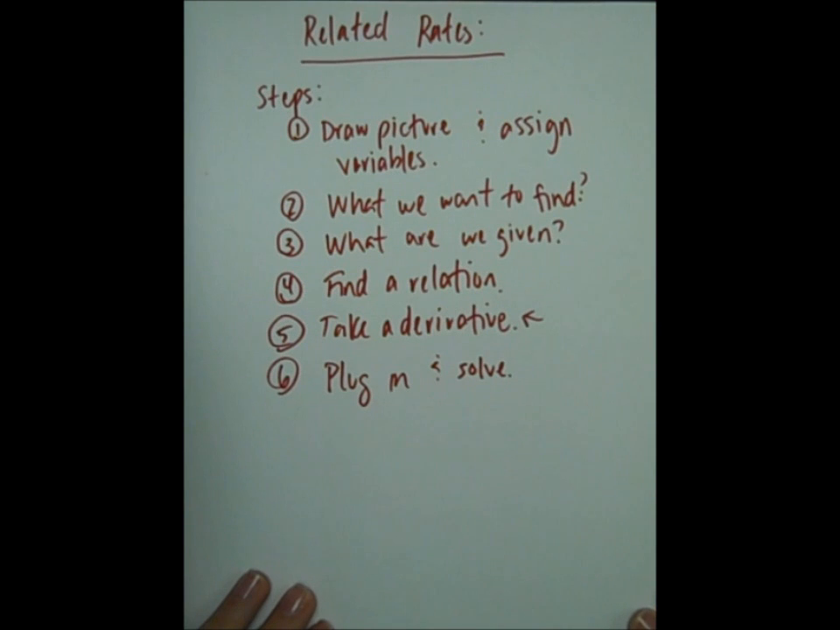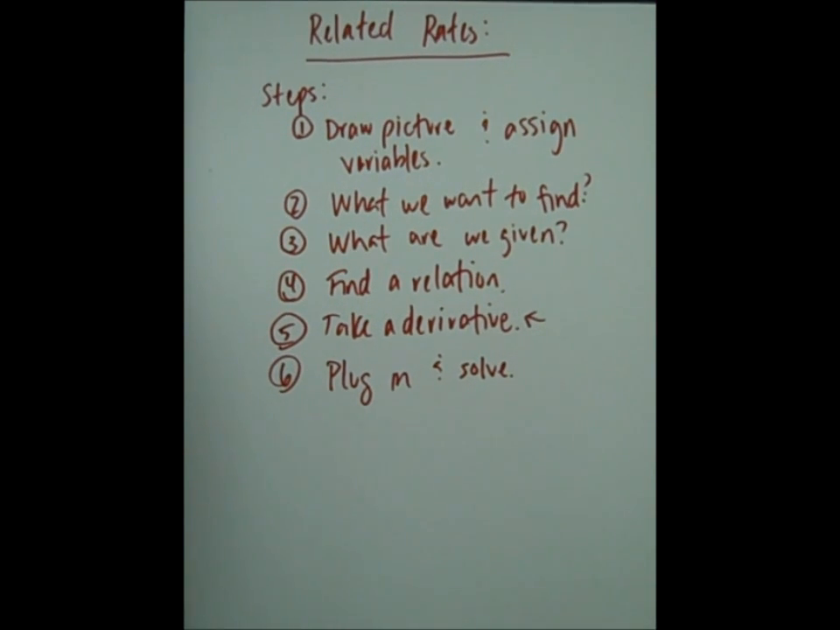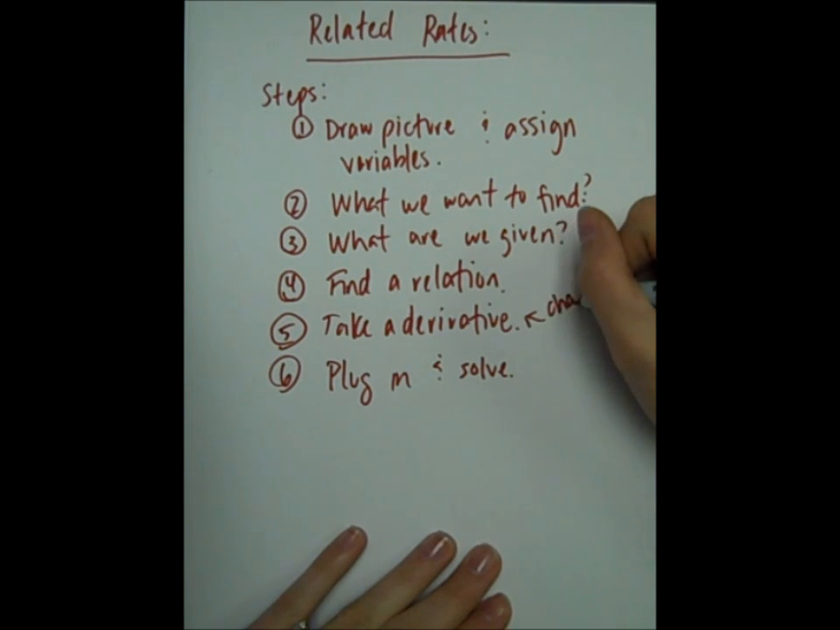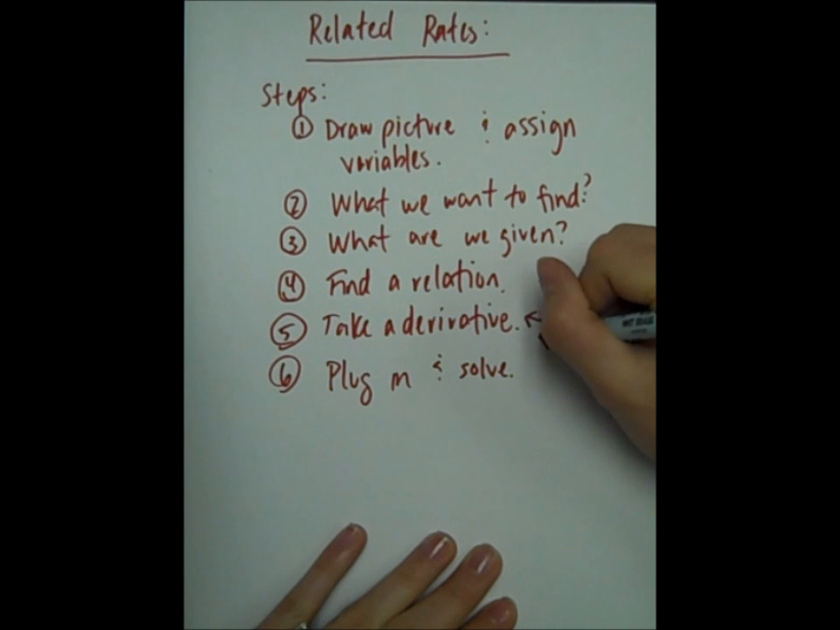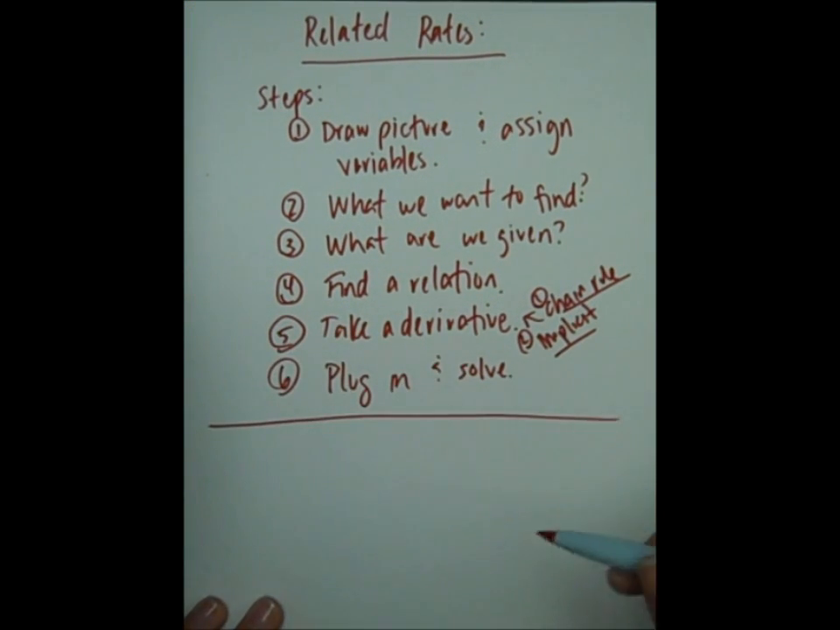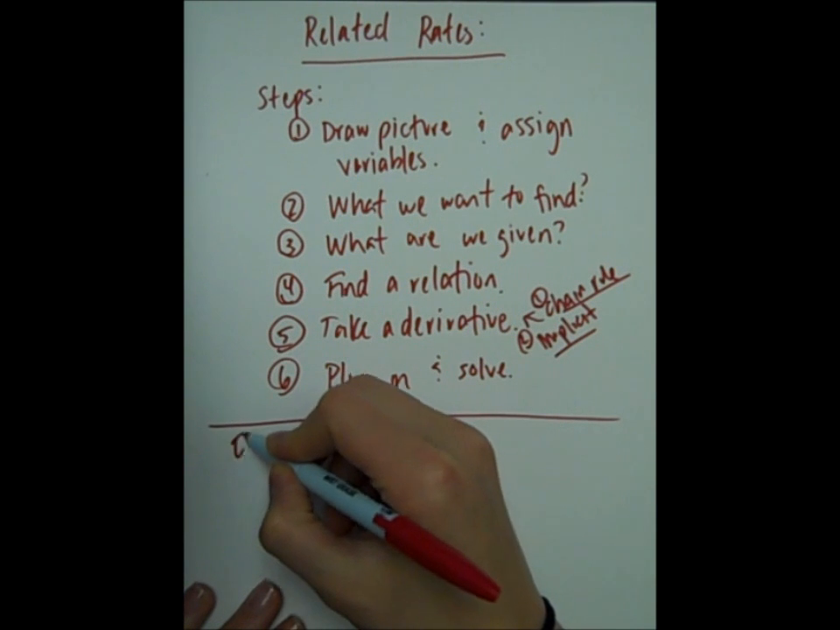So for these related rate problems, this is the process that we're going to go through. We first start by drawing a picture, if it's necessary, and assigning variables. Ask yourself, what do we actually want to find? Then say, what are we given? Find the relation between all these, take a derivative. When you take this derivative, don't forget the chain rule. You're going to use the chain rule and implicit differentiation. Those are the two things that you want to be careful with when you take this derivative. Then lastly, we're going to plug in and solve. So let's just try an example.